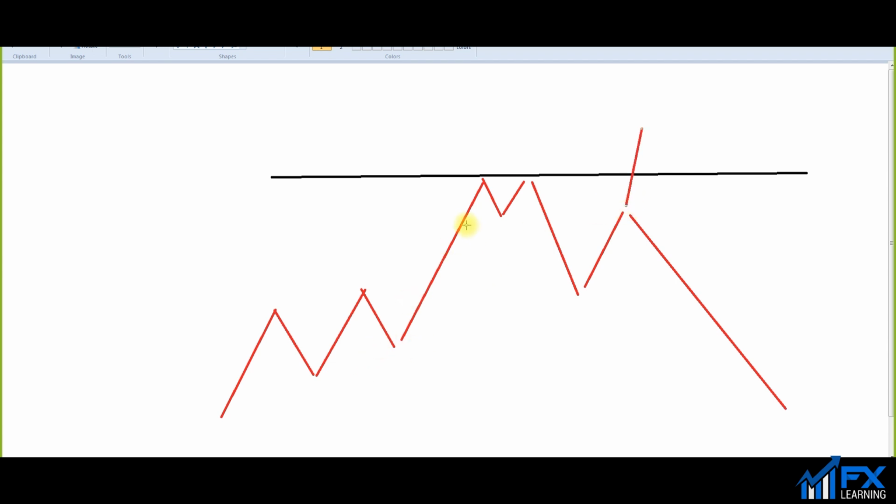So price has come up to a resistance area, reacted from it, dropped, created a lower low, pulled back, created a lower high, and then price has dropped. Now this works the opposite for a support area, from a downtrend, double bottom into an uptrend.